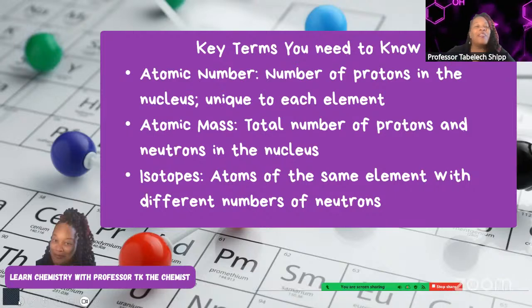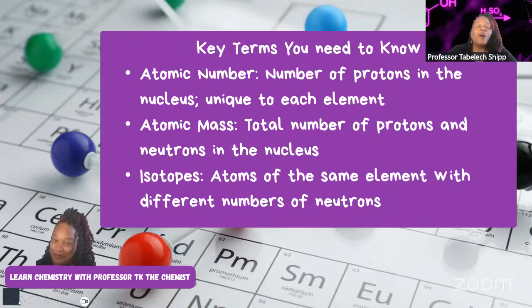All right. Some other key terms you need to know are atomic number, atomic mass, and isotopes. What do we mean by those 3 words? Let's look at the first one. Atomic number means the number of protons in the nucleus. They are unique to each element.